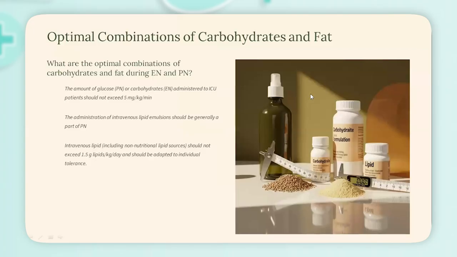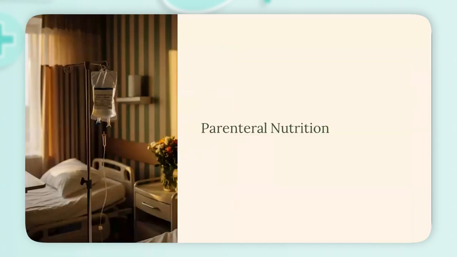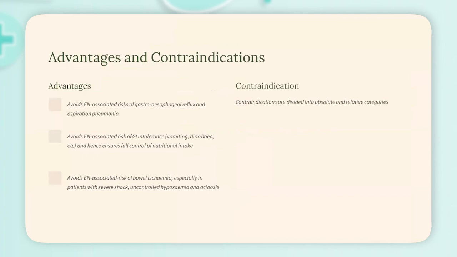Carbohydrate, protein, and fat have to be optimized. Usually we give around 1 to 1.5 gram per kg of protein, and excluding the protein, usually the carbohydrate is 5 milligram per kg per minute, and lipids, as they are more caloric, have to be titrated as per the caloric need.